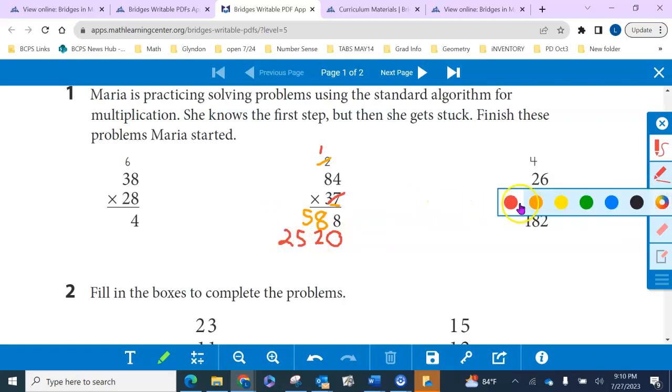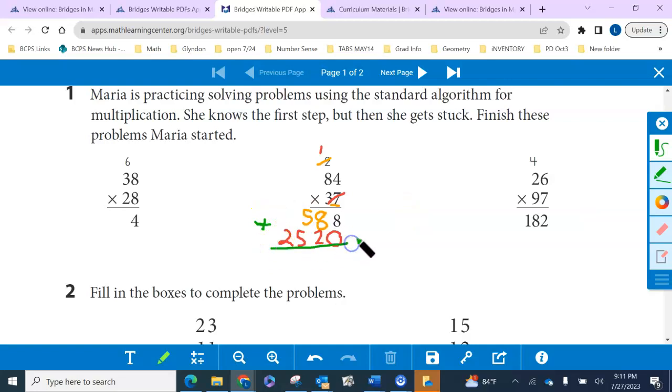So now we have the partial product of multiplying the 3 tens, or the 30 in red, and the 7 ones times 84 was 588 in orange. And now our final step is to add those two partial products together to get our total.